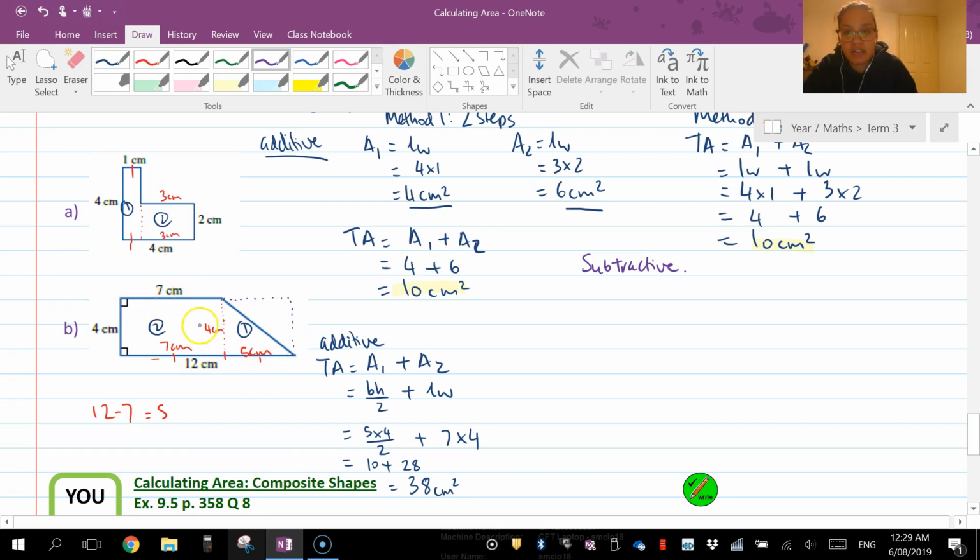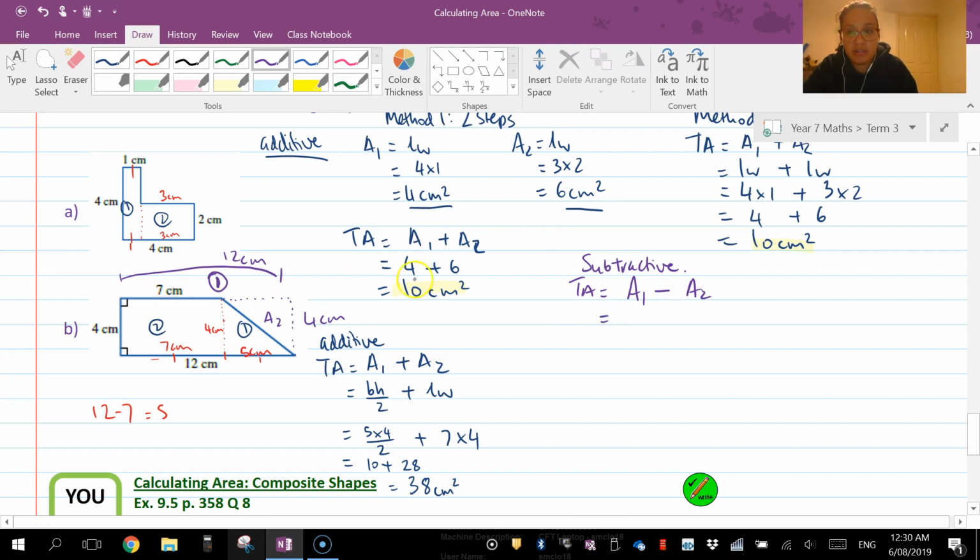So this whole rectangle now is 12 centimeters. This one here is 4 centimeters still. So total area is going to be, let's call it area 1. I don't want it to be confused with these ones, that's all. So area 1, subtract. Now it's this little triangle here that's invisible, but it's here. That's going to be area 2.